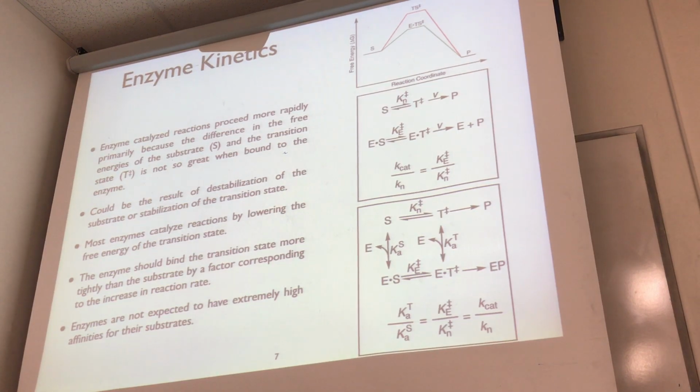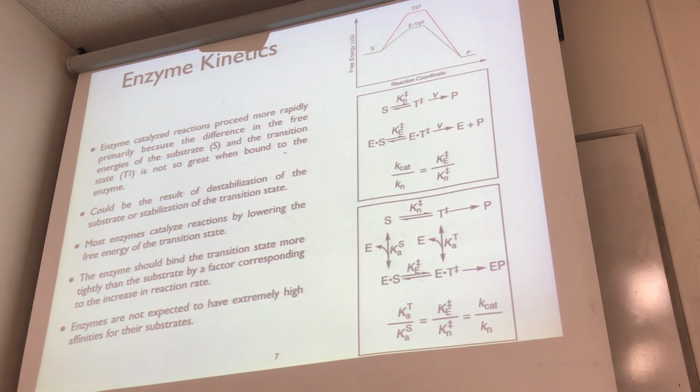So enzyme catalyzed reactions proceed more rapidly, primarily because the difference in free energies of the substrate and the transition state is not so great when bound to the enzyme. So it generally is conceived that rather than destabilizing the substrate, the enzymes are working by lowering the energy of this enzyme transition state complex relative to the transition state independent of the enzyme. Right? So that's generally how it's believed these enzymes are increasing the reaction rate. Could be a result of destabilization of the substrate, but that's not really what we're seeing that often. More often you're seeing its formation, the enzyme transition state complex is lower energy than the transition state by itself.